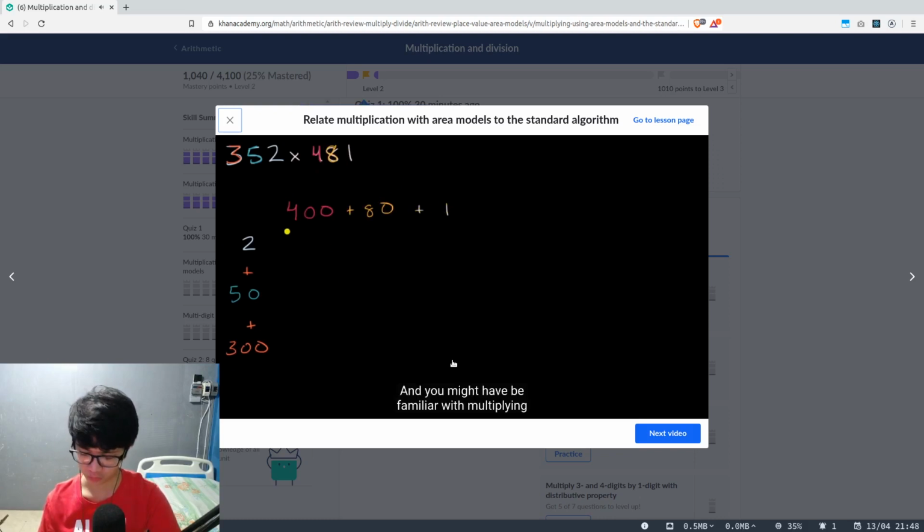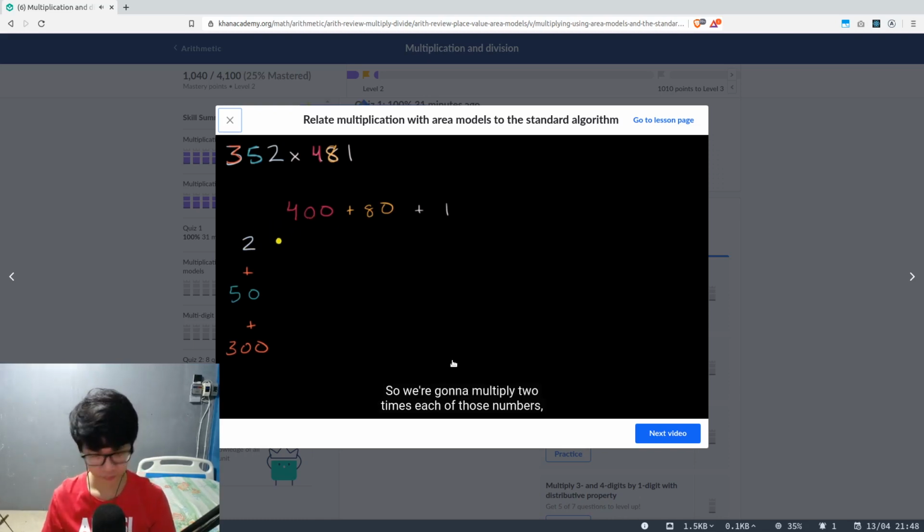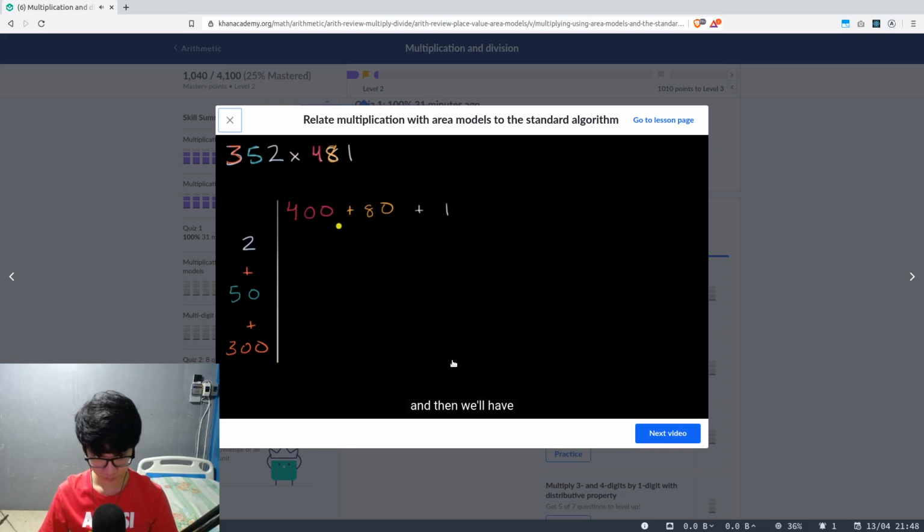And you might be familiar with multiplying like this in the past, setting up this grid. And it's essentially we're applying the distributive property. We're going to take the 2 and multiply it times 400 plus 80 plus 1. So we're going to multiply 2 times each of those numbers. And actually, let me just draw some quick lines here. So we have that. And then we do it like this. Then we have this. And then let me set up my grid.